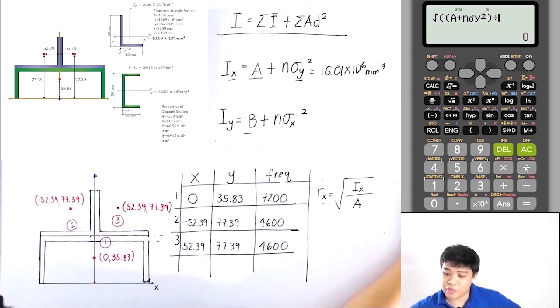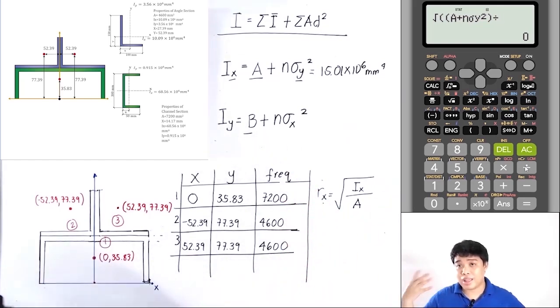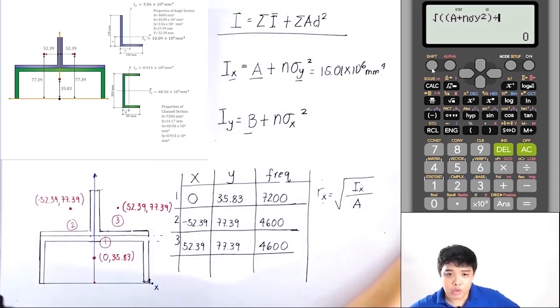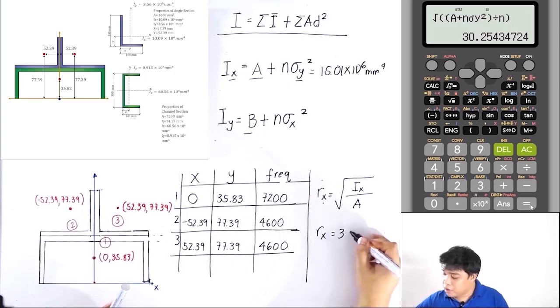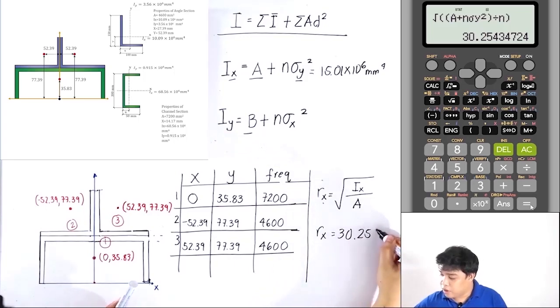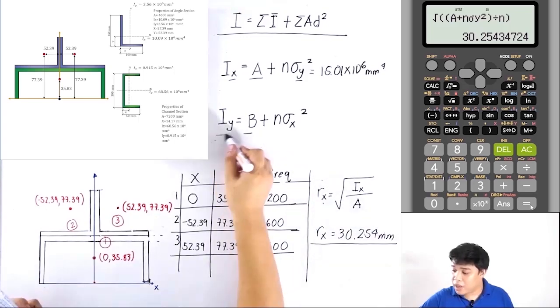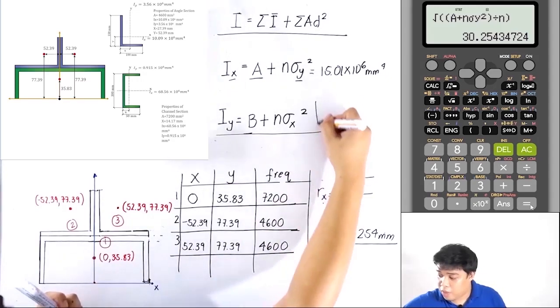Basically, the total area of this is the sum of the frequency, which is taken as the value of n. So you just divide it by n. So you Shift Stat 4 and then the 1, put a parenthesis here for correct syntax, then press equals. The answer is 30.25. So the radius about x is 30.254 millimeter. We can now proceed directly to the value of ry here.